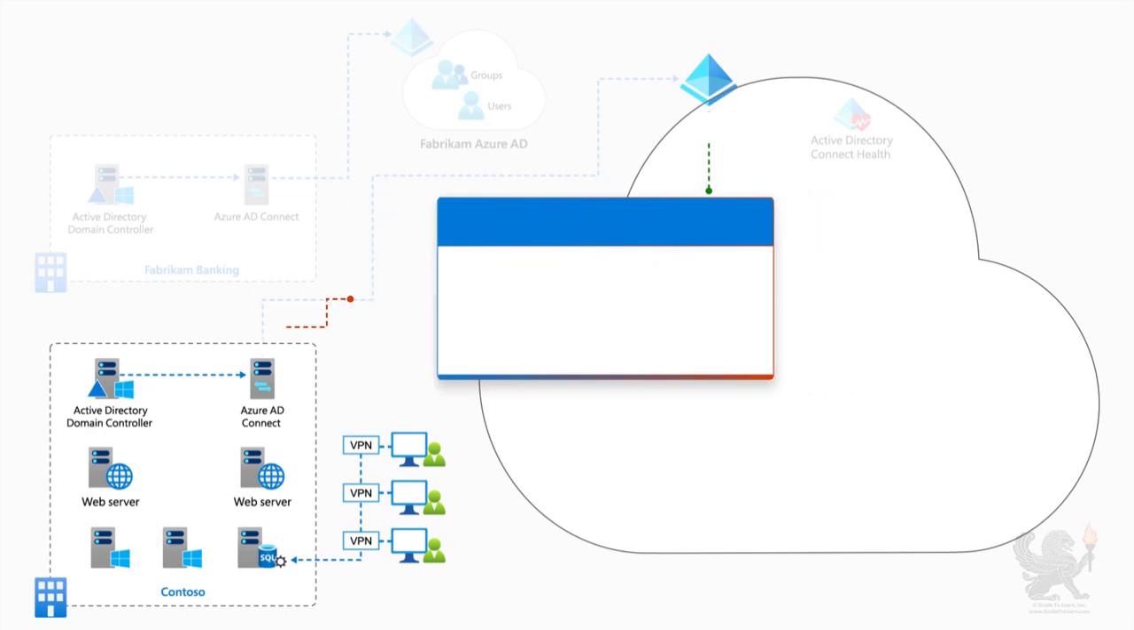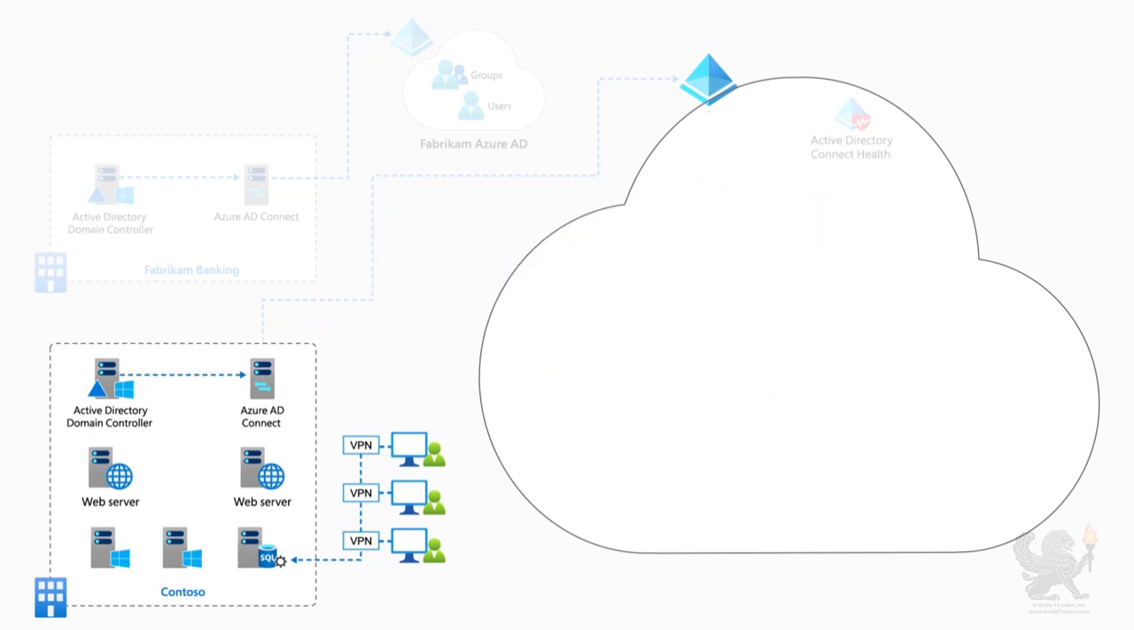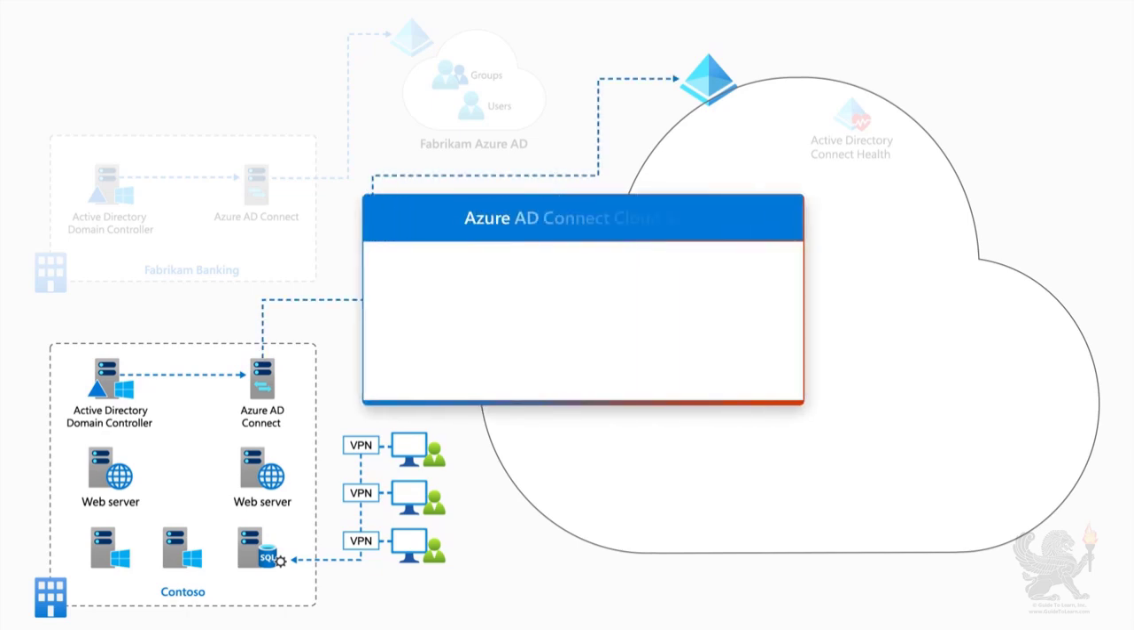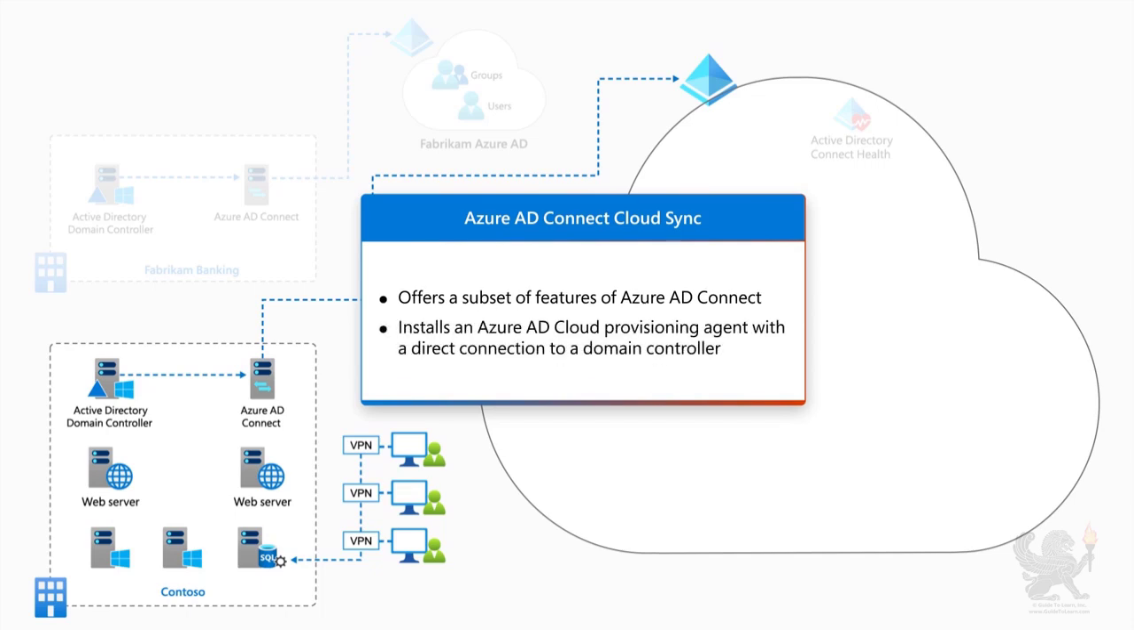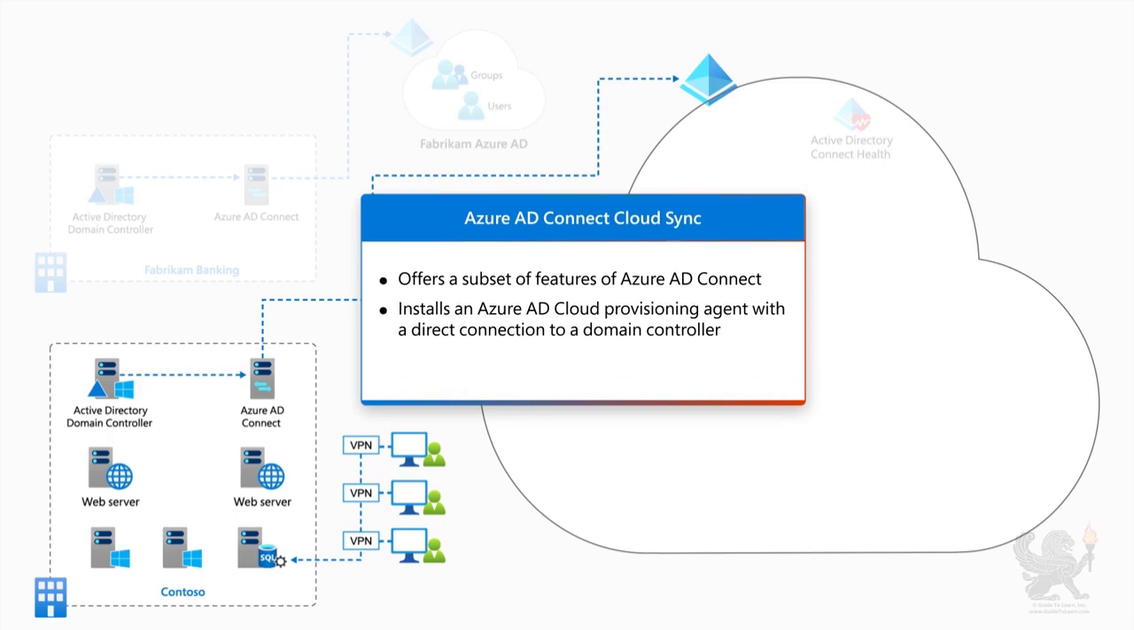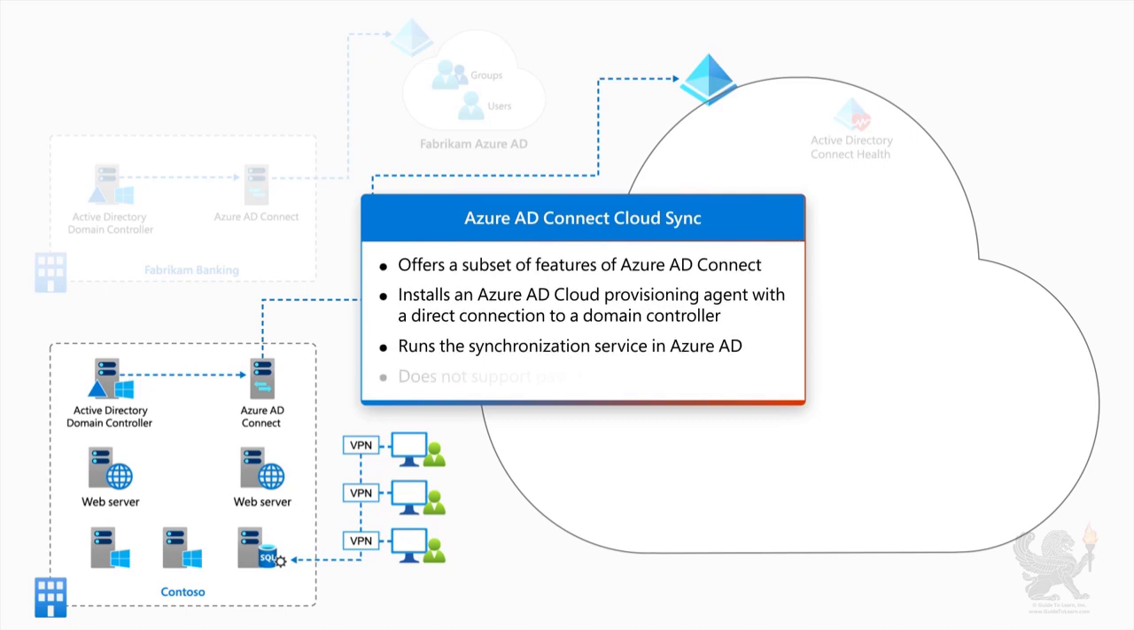cloud resources. It is important to note that Microsoft also offers Azure AD Connect Cloud Sync, which uses a different approach while providing a subset of features of Azure AD Connect. When using Azure AD Connect Cloud Sync, you install Azure AD Cloud Provisioning Agent on a Windows server with a direct connection to a domain controller. The synchronization service runs in Azure AD. However, since Azure AD Connect Cloud Sync currently does not support pass-through authentication, this option is not suitable for Contoso.